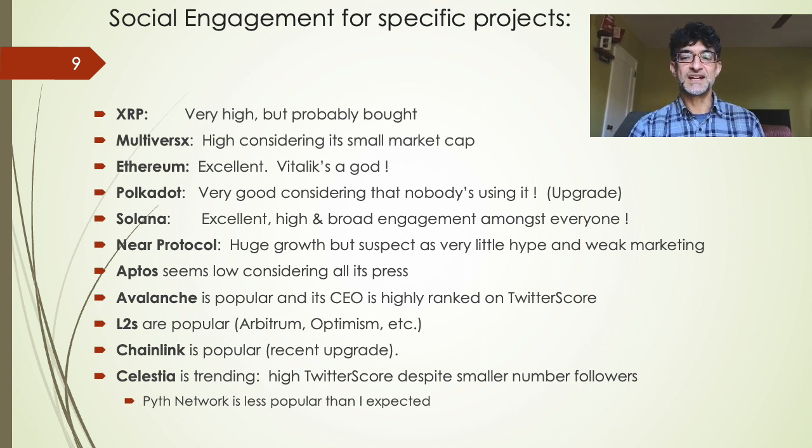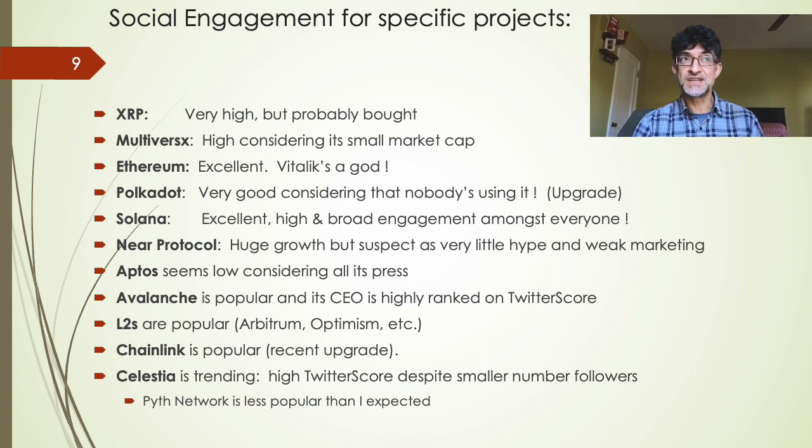Ethereum, I don't think I need to tell you about Ethereum, has very high social engagement, and Vitalik is a god. Polkadot also has very high social engagement, and it's very important because its engagement is high despite no one using it. So that's interesting. Solana has both user engagement, dApp engagement, lots of developers, and a high Twitter score. So it's got everything, basically. Near Protocol, we discussed. Aptos surprised me because there's low social engagement, a fewer amount of Twitter followers, despite all the press it's getting.